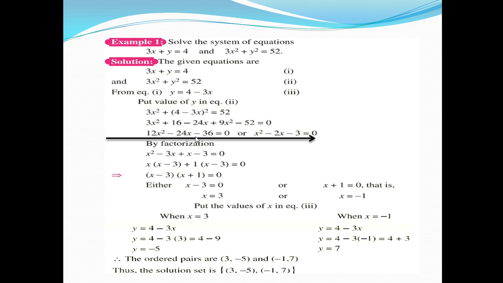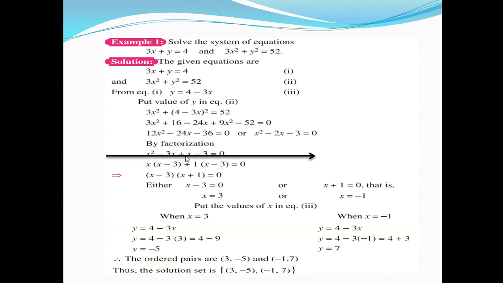12x square minus 24x minus 36 is equal to 0. Taking 12 common, we get 12 times the bracket x square minus 2x minus 3. 12 goes to the right hand side and divides 0, and 0 divided by 12 is equal to 0. So x square minus 2x minus 3 is equal to 0 is the standard quadratic equation, solved by the factorization method, the middle term break method.